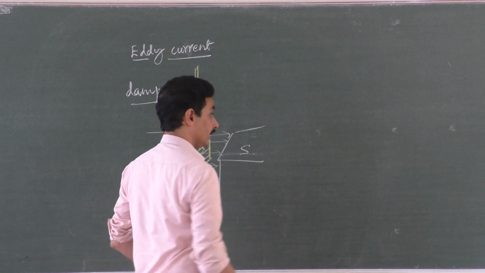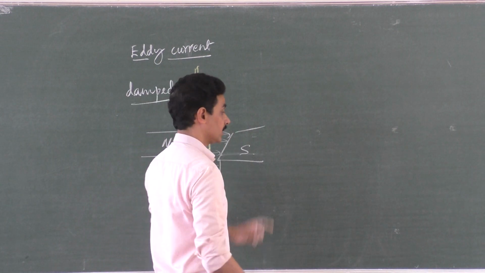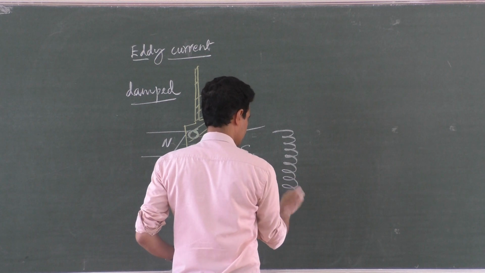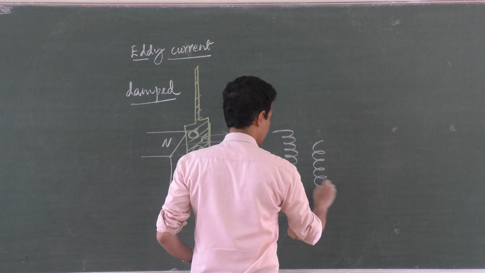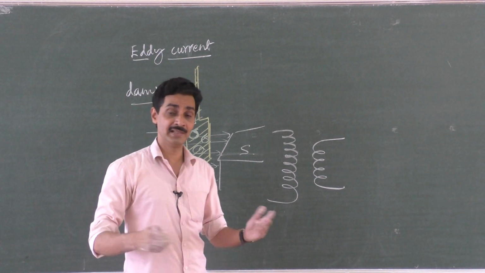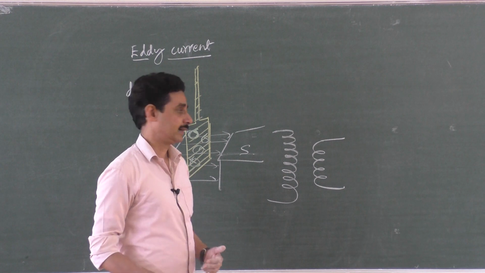Now, for the same reason, we have an arrangement in the transformer. What is a transformer? A transformer is a coil. Two sets of coils. One is primary, another is secondary. We are going to study about the transformer in detail later. It's a set of coils, primary and secondary.